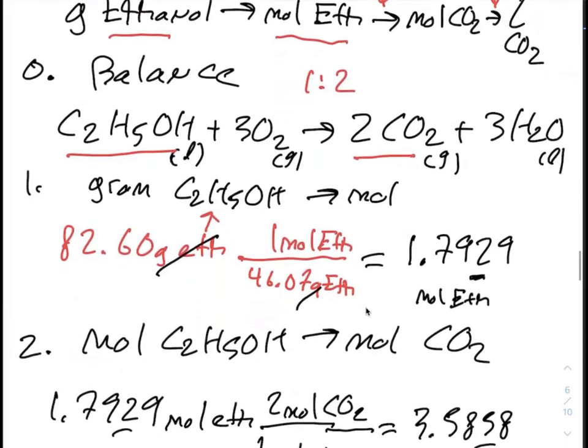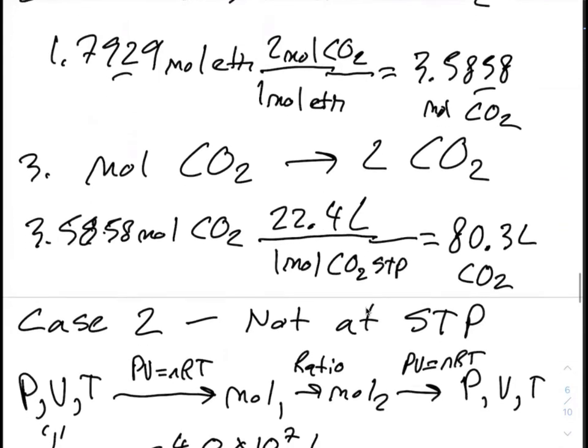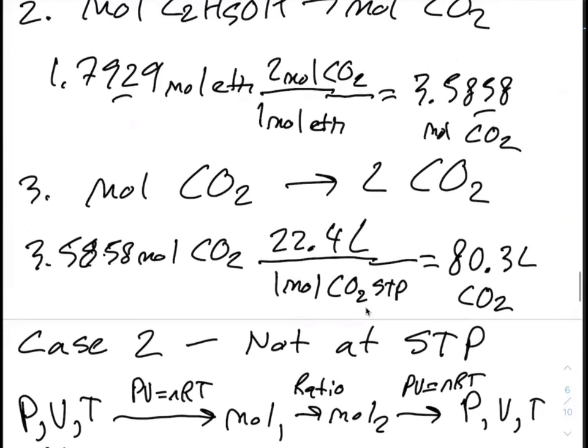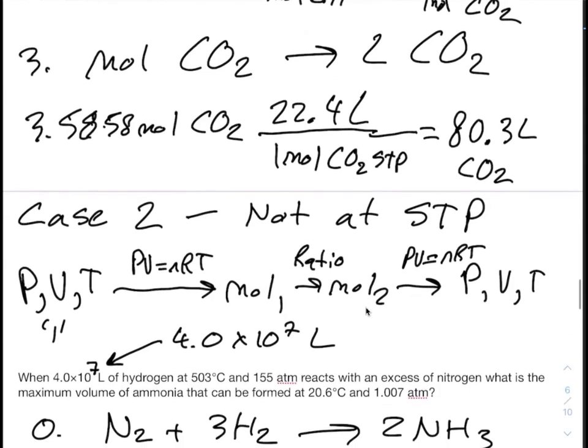Let's do case 2, which is not at STP. And so if I'm not at STP, then I'm going to use the other 3 quantities of pressure, volume, and temperature to find moles using the ideal gas law. That could be my input, and then I would use the mole ratio to find the other quantity, or gas law could be my output. Once I've found moles of the second thing, I could use 2 other quantities plus the moles to find pressure, volume, or temperature.